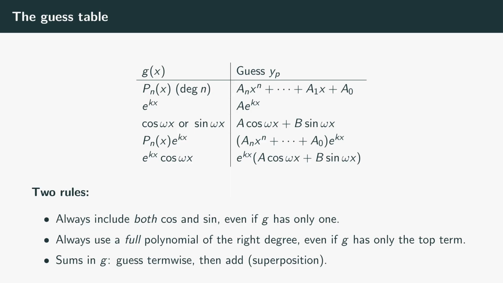Two habits to build. First, always carry the full polynomial of the right degree, not just the top term, because the lower derivatives generate the lower powers. Second, if the forcing is a sum of several pieces, guess for each piece separately and add the results. That is just superposition. Get the form right and the rest is algebra.